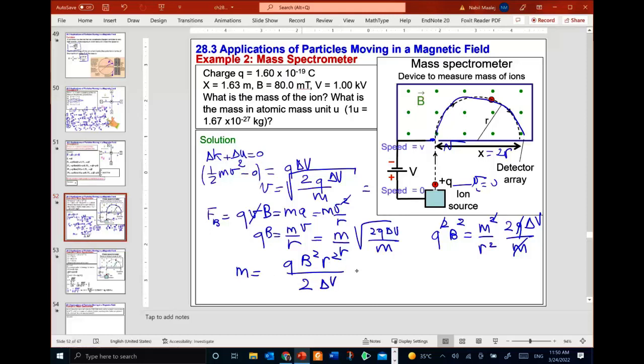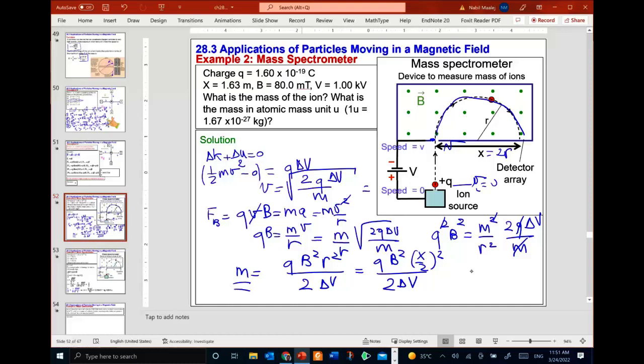So r is just x over 2, so I can write this as q b squared (x over 2) squared divided by 2 delta v. I have everything. I have the charge, I have the strength of the magnetic field, I have x, and I have the potential difference, 1000 volts. So now I can solve for m, and it will be in kilograms if I use the SI units.